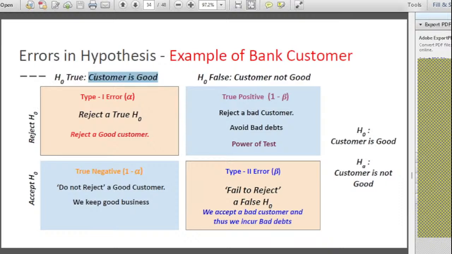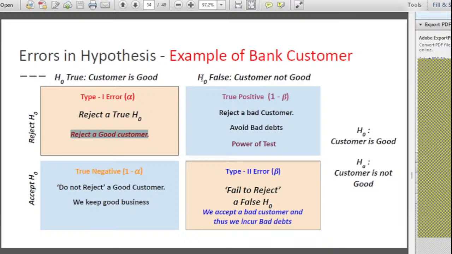Let's assume you are a good customer, very similar to the court case, right? Assume the defendant or the person who is convicted is not guilty. Same way, assume you are a good customer, and actually you were a good customer, but the bank rejected you. So they rejected a true null hypothesis. They made a type 1 error, rejecting a good customer. Is that clear?